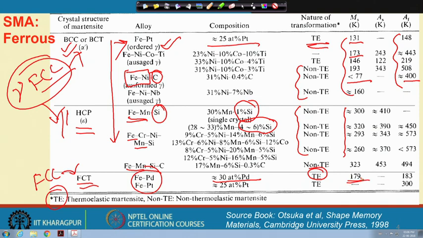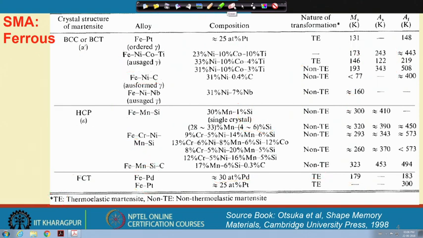However, day by day people have discovered some more, but you see a very common nature of all these alloy series, that the austenite should transform from the gamma FCC phase, which is a face centered cubic structure, into either body centered tetragonal or body centered cubic, or hexagonal close pack, or face centered tetragonal.